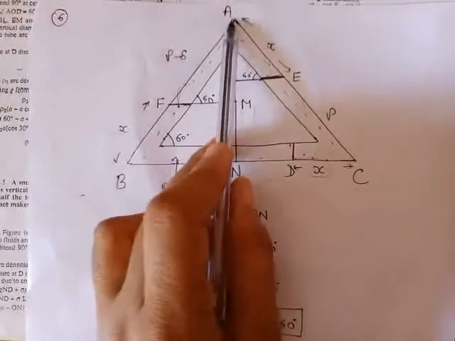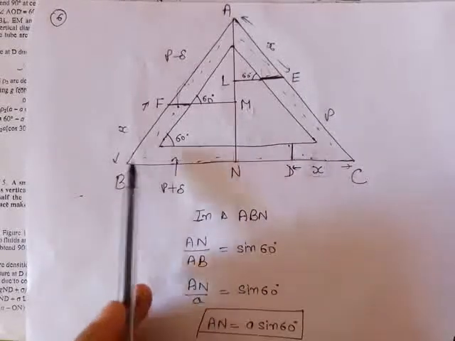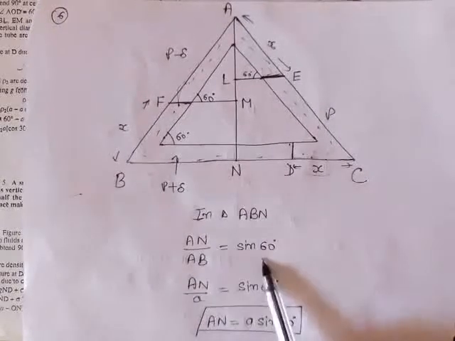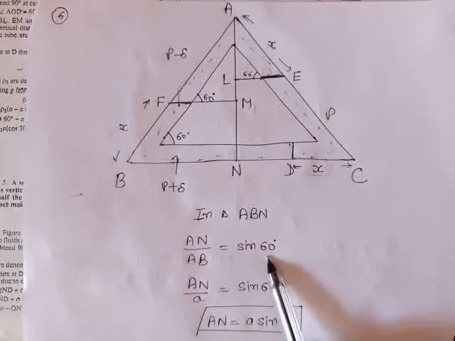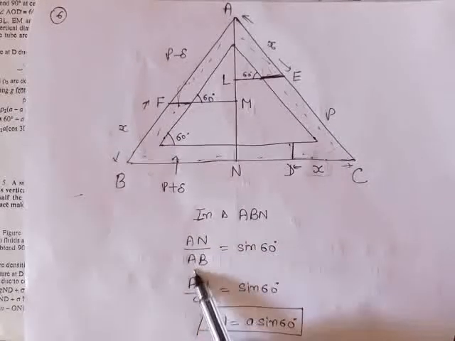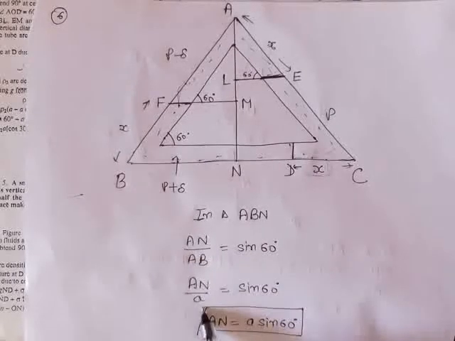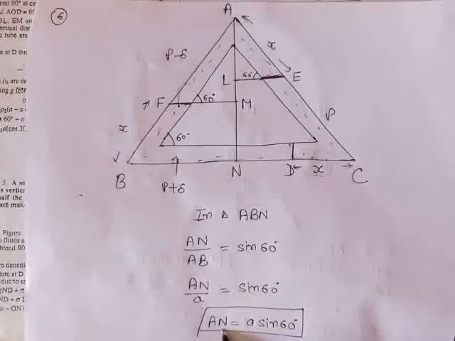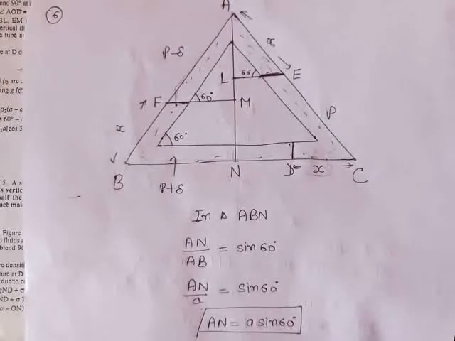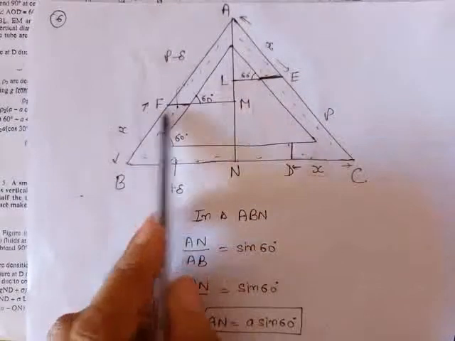In the triangle ABN, AN is perpendicular, AB is hypotenuse, so perpendicular upon hypotenuse will be sine theta. In an equilateral triangle each angle is 60 degrees. So AN upon AB is sine 60 degrees. AB is the length a, so AN is given by a sine 60. Now to find AM, you can use the triangle AFM.